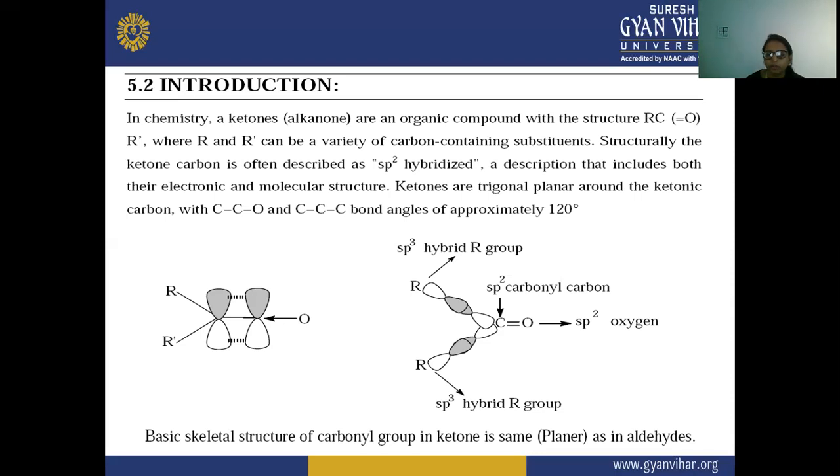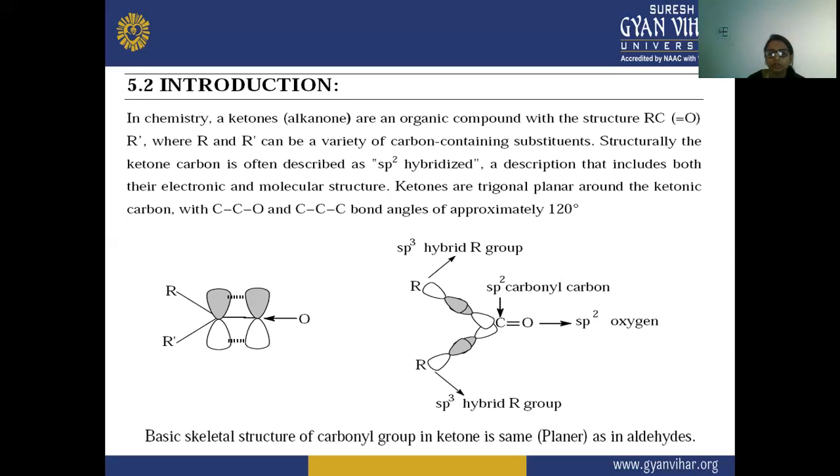If aryl groups are present in place of R, then it is an aromatic ketone, and if alkyl groups are present at the R position, then they are aliphatic ketones. So here R and R' can be a variety of carbon-containing substituents, meaning they contain carbon.